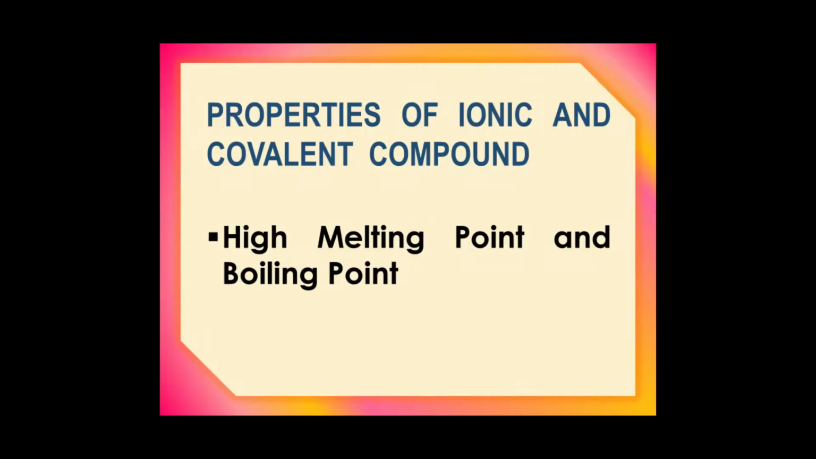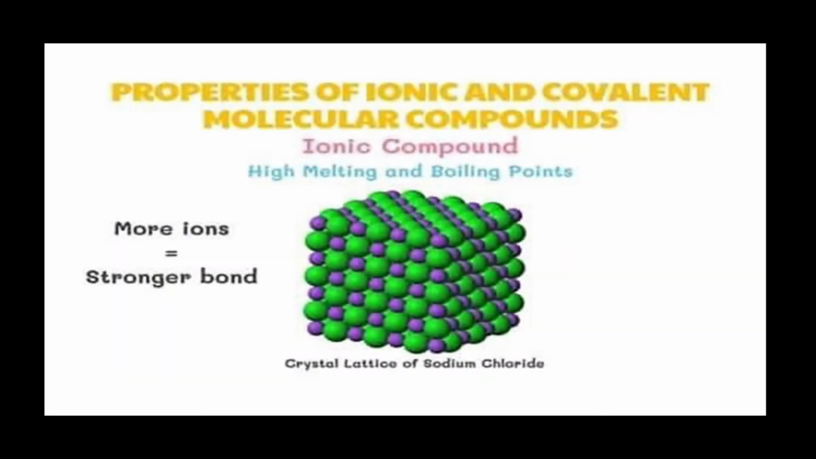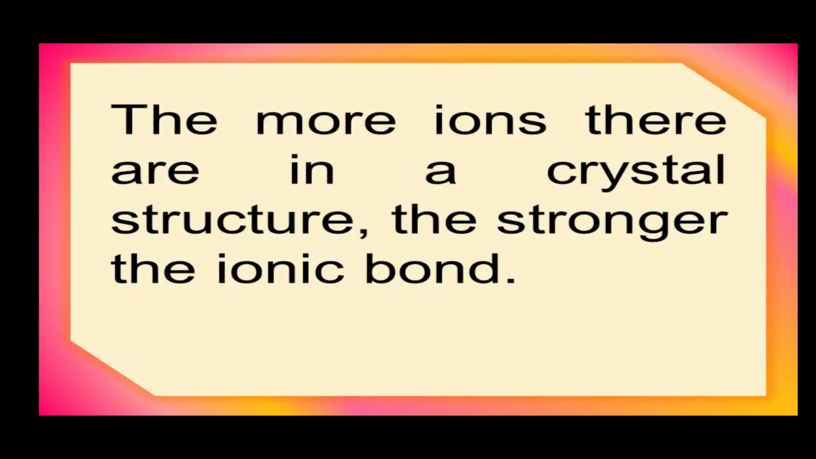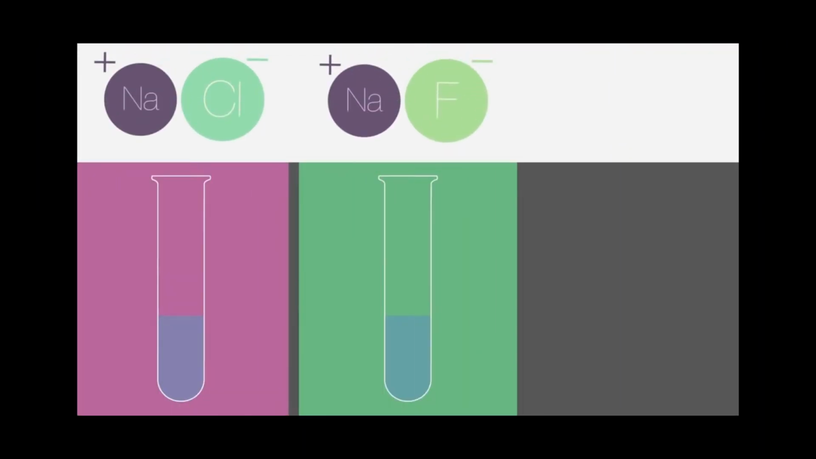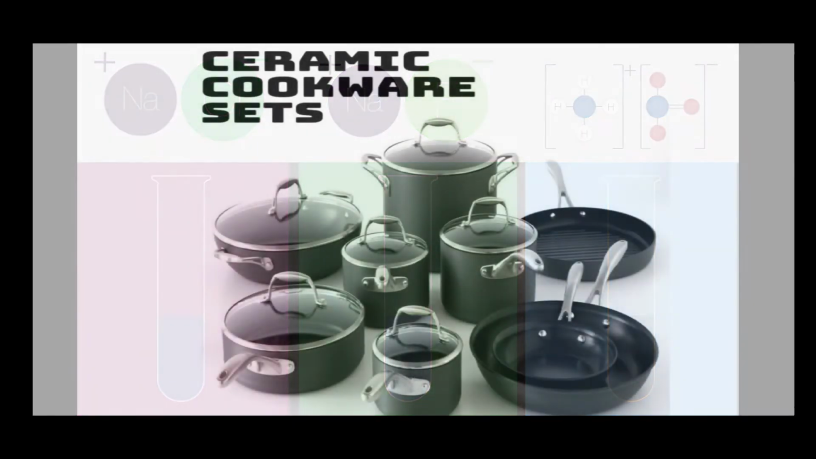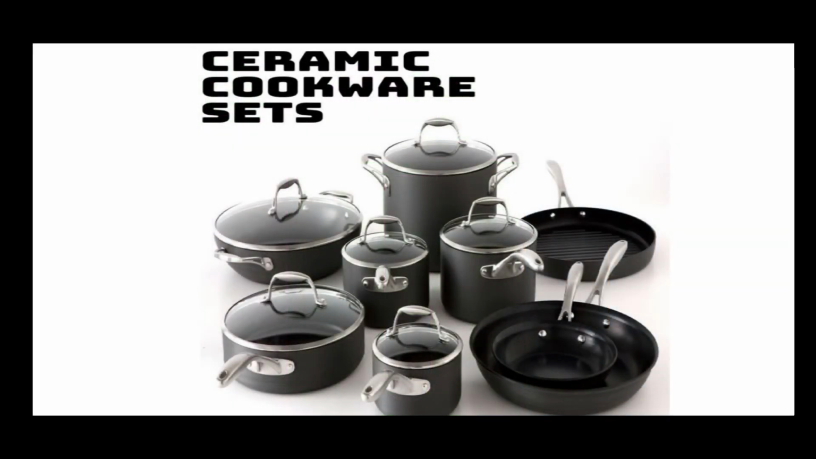Ionic compounds have very high melting and boiling points. The force of attraction that holds the negative and positive ions together is very strong. The more ions there are in a crystal structure, the stronger the ionic bond. Therefore, these compounds require a high temperature to melt and boil. Ceramics, which are made of ionic compounds, are an effective heat-resistant material suitable for cookware.